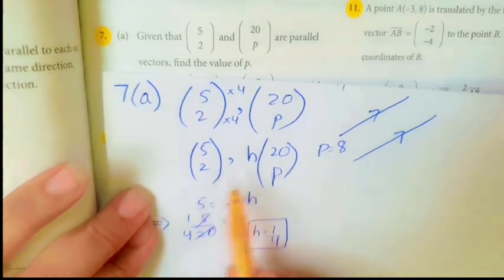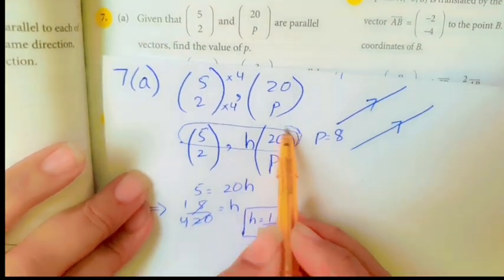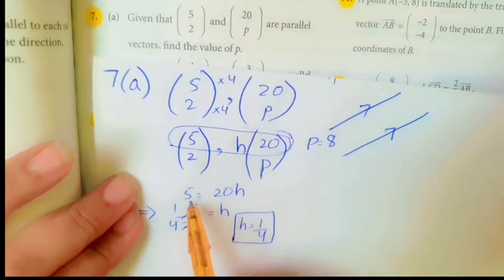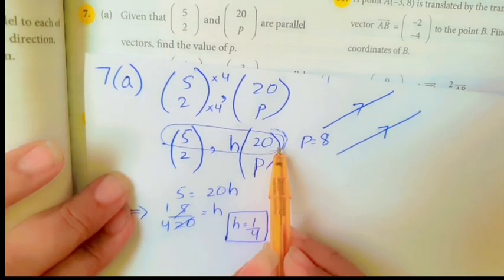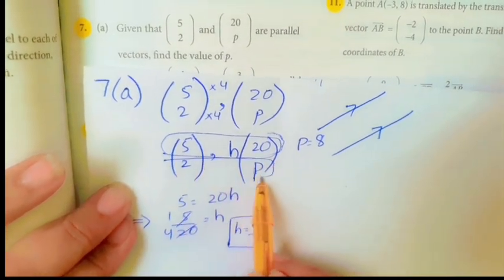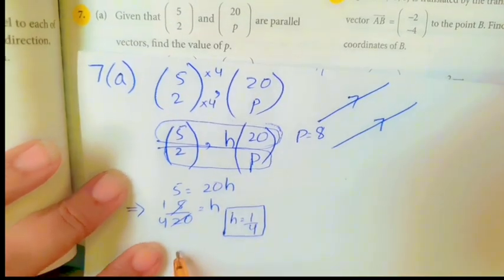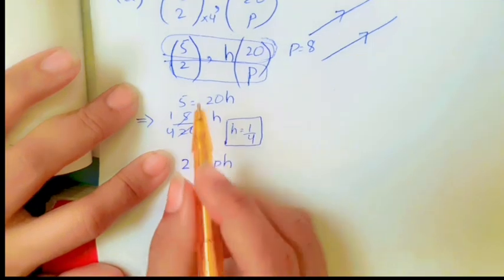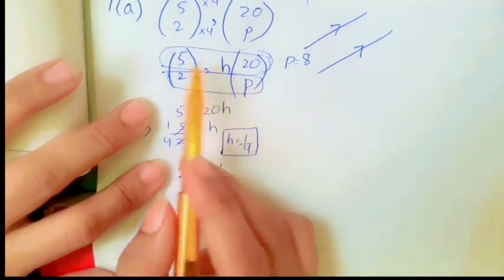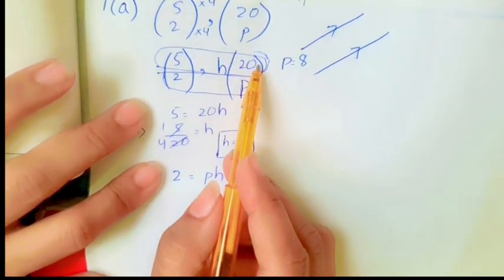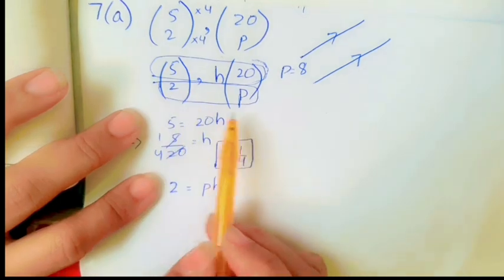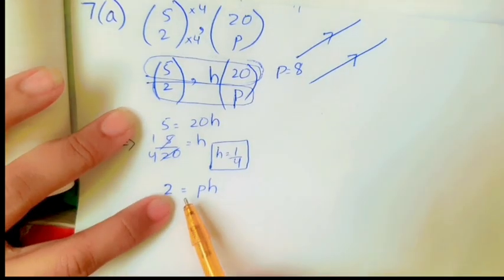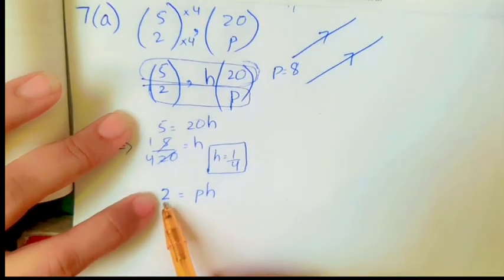And to find the value of p, we have worked on this part. 5 is equal to 20h. Now we are working on y component. 2 is equal to ph, because x component is equal to x component of this vector and y component of both vectors are also equal. So I have written the equal sign. 2 is over here, p and h.